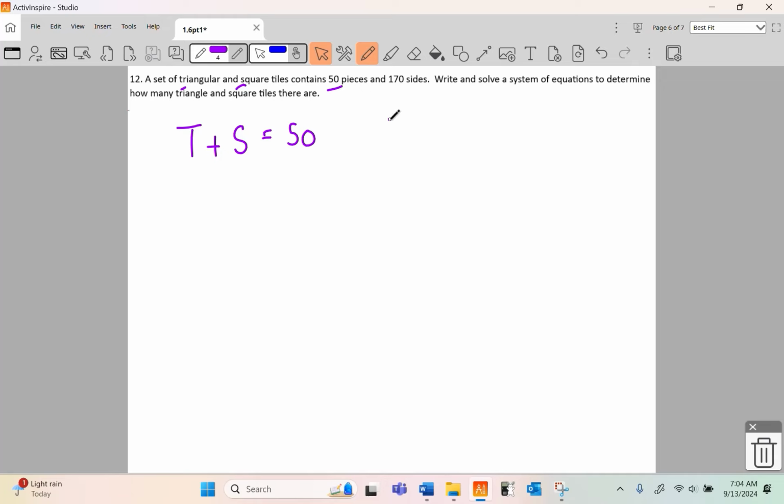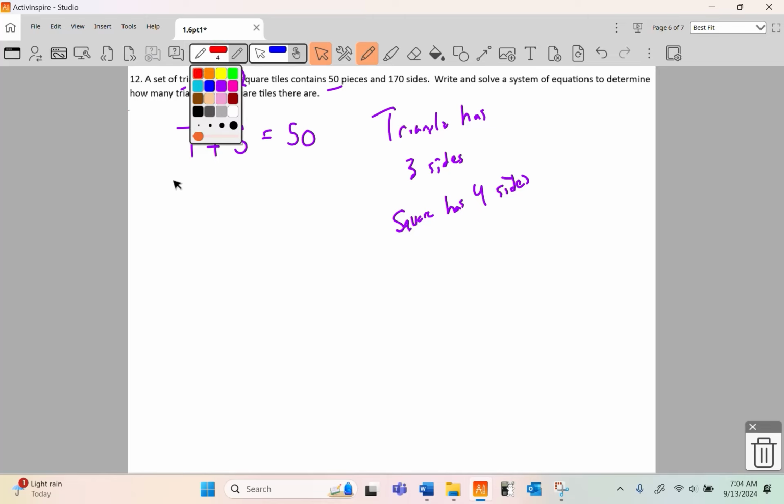A triangle has 3 sides, and a square has 4 sides. So now I can write another equation that would say 3t plus 4s is 170. And ta-da! I have a system of equations. So what is Milbrath going to do?